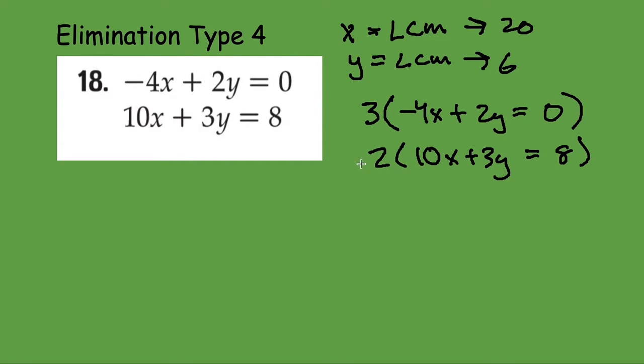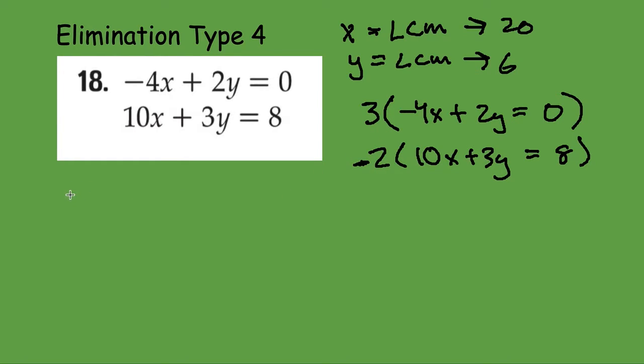Now, the one last thing I have to do, and hopefully you're seeing this, is if I multiply these out, I'm going to get positive 6y here, and I'm going to get positive 6y here. I want one of those to be negative so I can add them together. So I'm just going to take either one of them, it doesn't matter, but I'm going to take this one and I'm going to make it negative. Okay? And now the fun part begins.